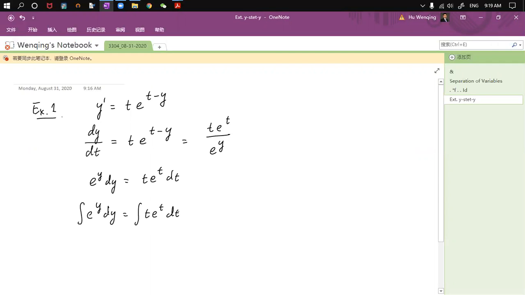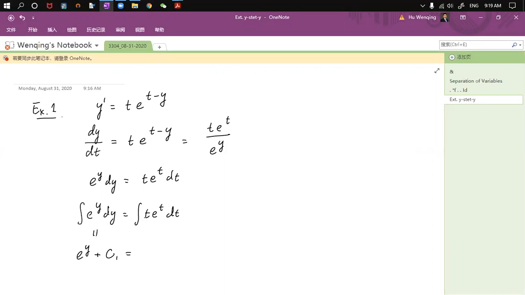For the left-hand side, it's just e^y, plus a constant C1. What about the right-hand side? Anybody has an idea? You can unmute yourself. How do you integrate t e^t? I want to integrate t times e^t. What should I do? Integration by parts, right?